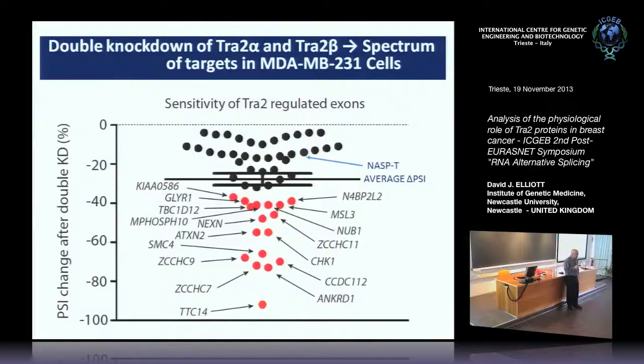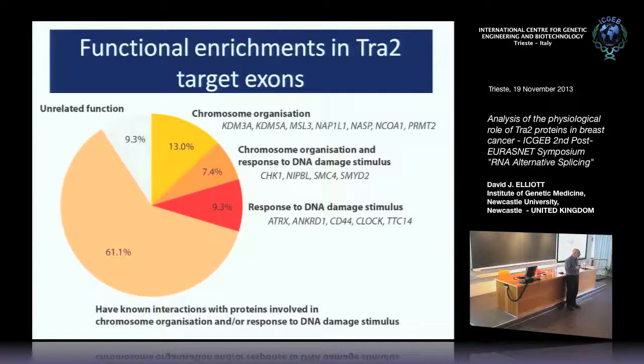Now, first of all, I'm going to tell you what these exons tell us as a collection about what Tra2 proteins are doing in this cell line. But then I'm going to focus on 2 specific exons which are of interest. So first of all, what are these exons telling us as a whole? We looked at the genes in which they resided, and we did gene ontology analysis. And what we found was significant enrichment for particular terms, chromosome organization and response to DNA damage stimulus. Now, these particular GO terms are somewhat similar to each other, and so some genes actually mapped within both these 2 different GO terms.